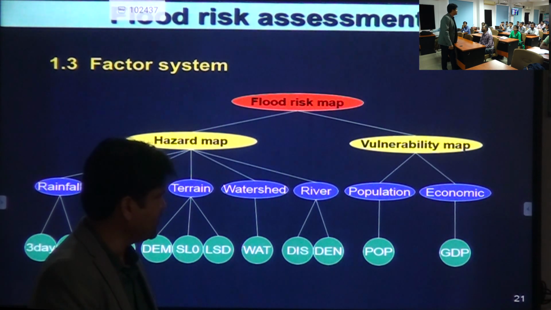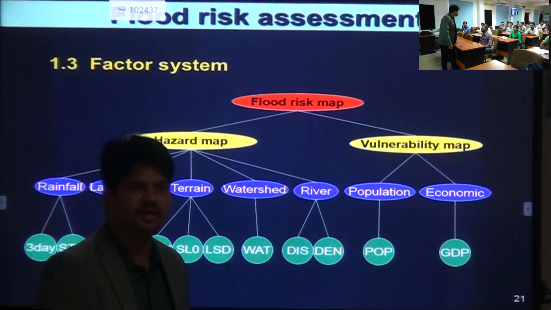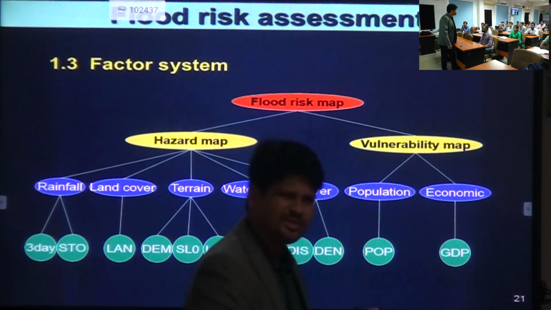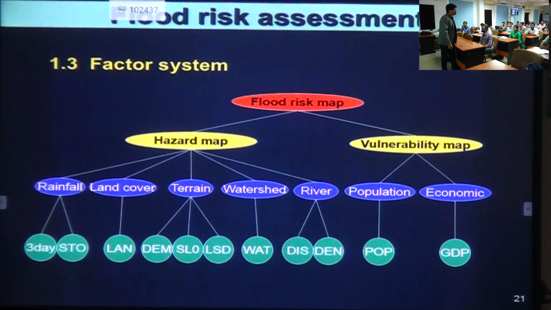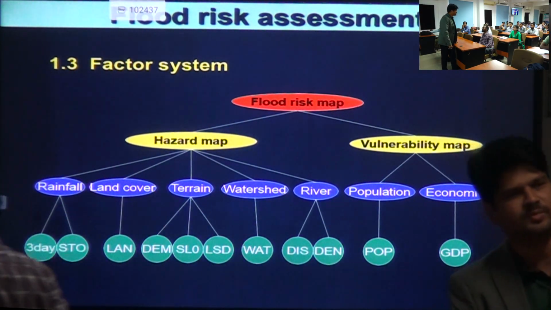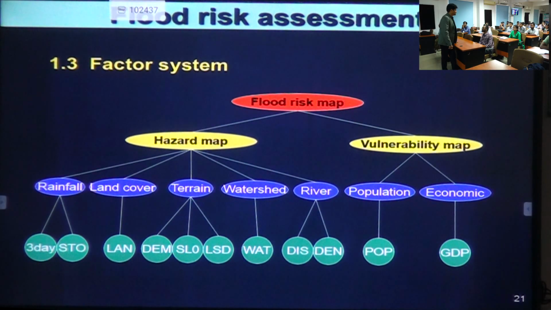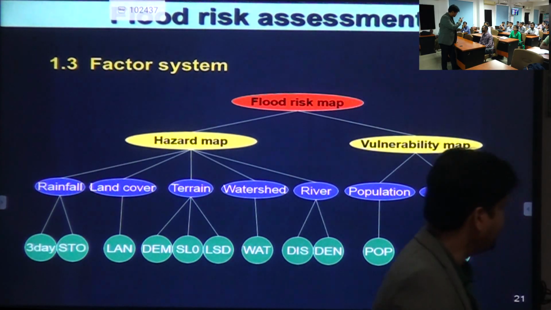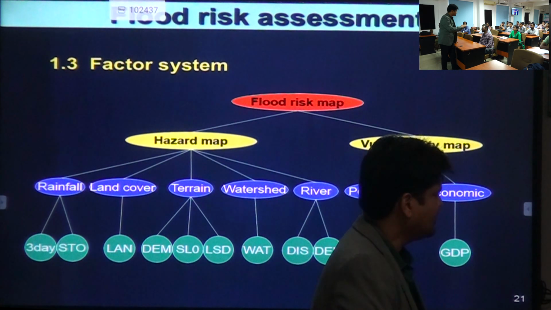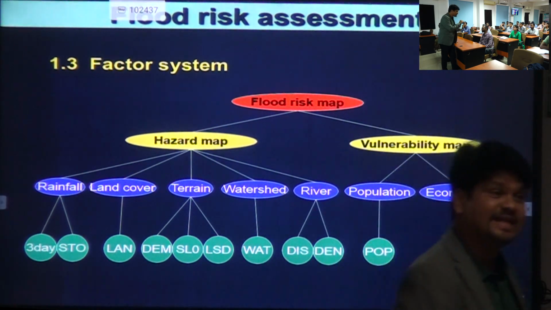Land cover, obviously simple land cover. Terrain, what are the terrain data? Elevation model, slope, LSD. Okay, LSD means relief, land surface deviation. Land surface deviation is basically the deviation of the land surface in terms of relief, in terms of slope, in terms of aspect, in terms of curvature, and so on. You can take all these parameters here as well. Then you have watershed, that means the watershed areas. Then you have river, distance from the river and density of the river.